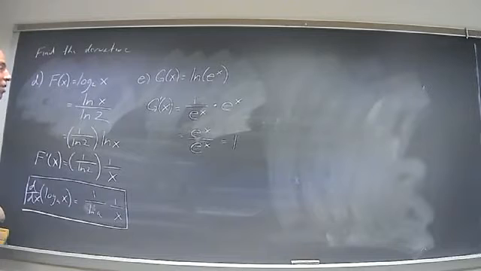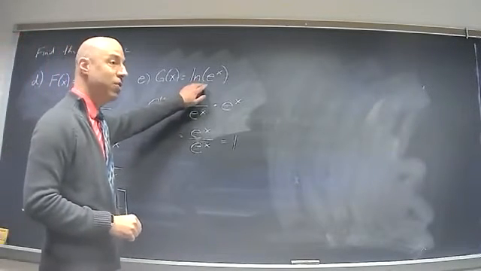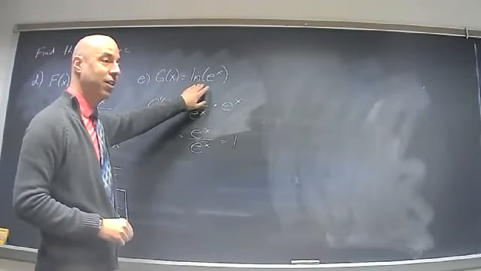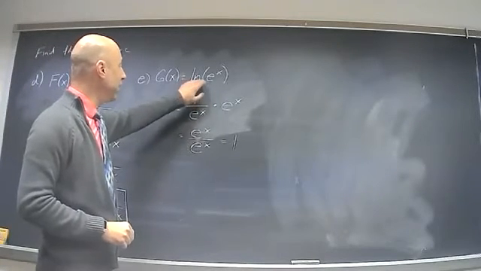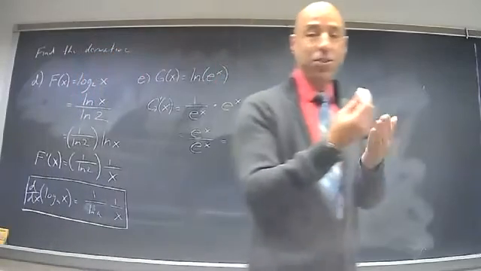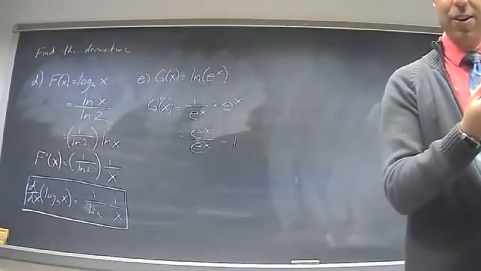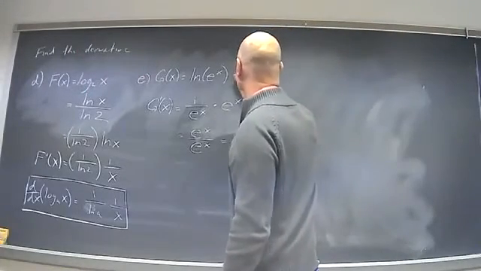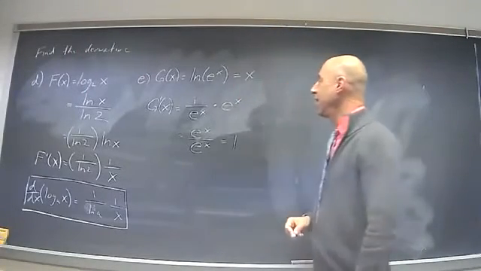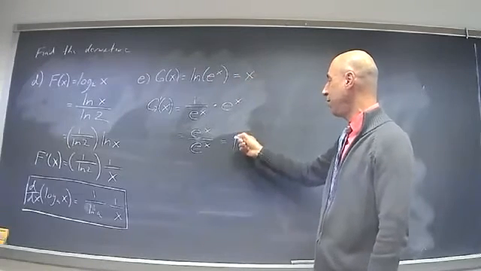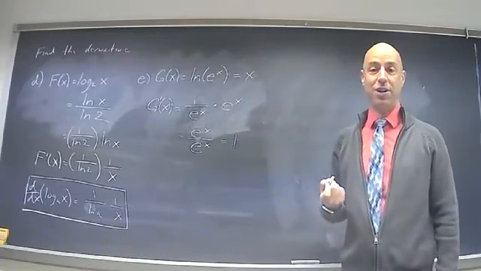Now, there was actually a shortcut here. Did anybody spot it? Did anybody do a little bit of algebra before they took the derivative? What's natural log of e to the x? Remember, natural log and e to the x are inverses of one another. So natural log of e to the x is just a fancy way of writing x. The original function was basically x, and so it's not surprising that the derivative should be 1. You know the derivative of x is 1.